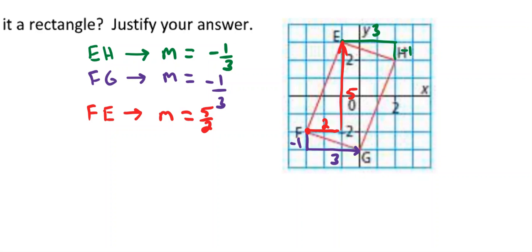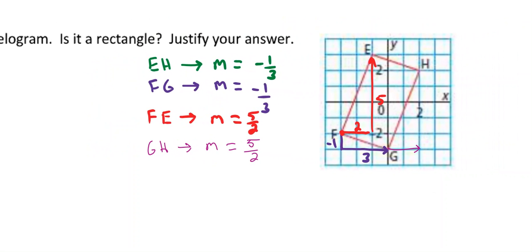So the last line, what color should we use? Okay, so the last one, G to H here, is going to go over 2 and up 5, right? So GH has a slope of 5/2. So what do you guys think? Is this thing a rectangle?